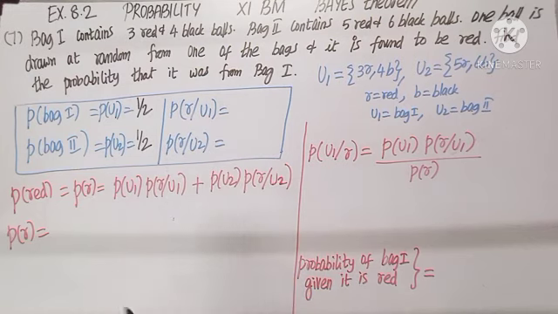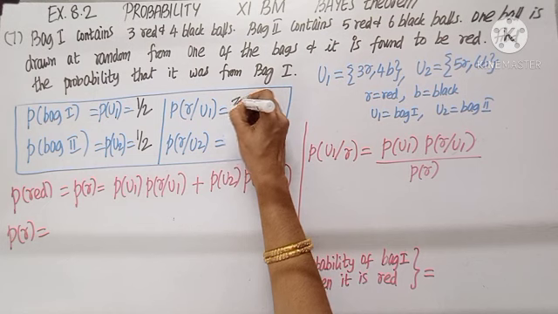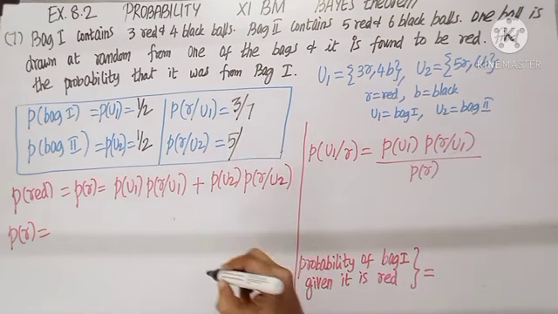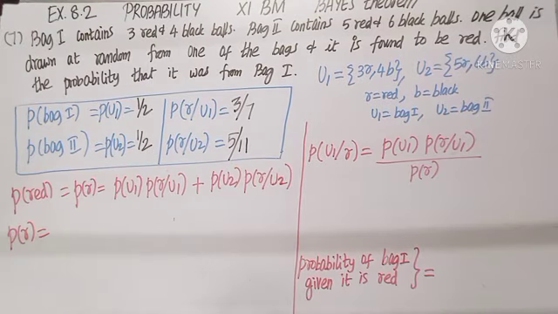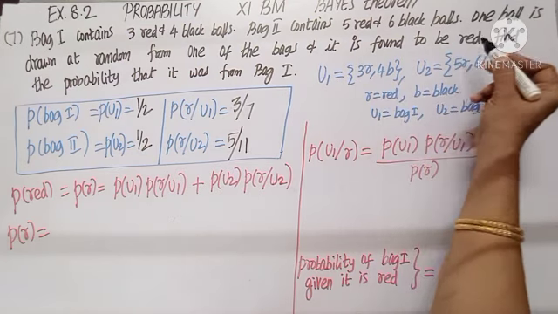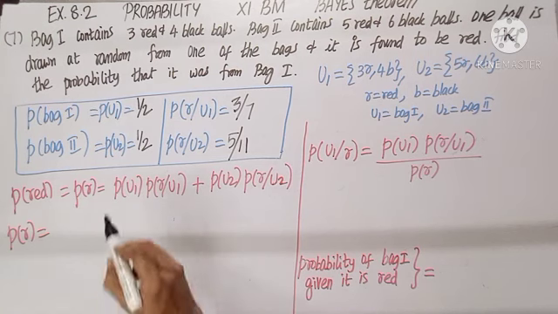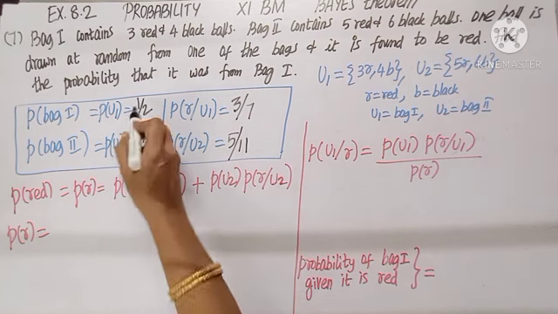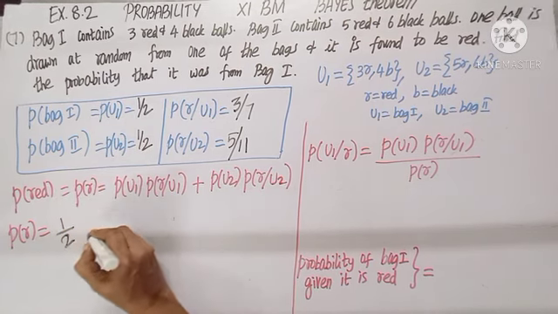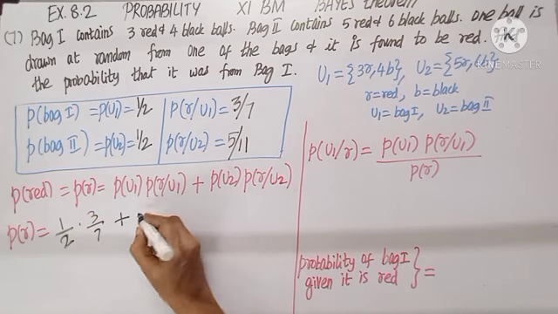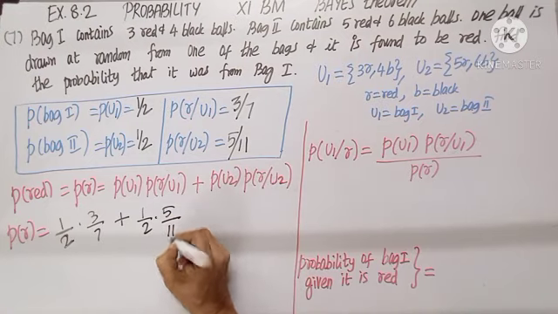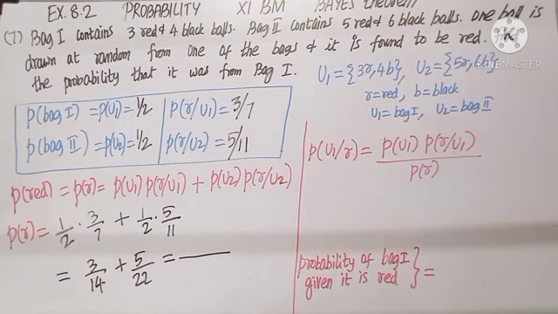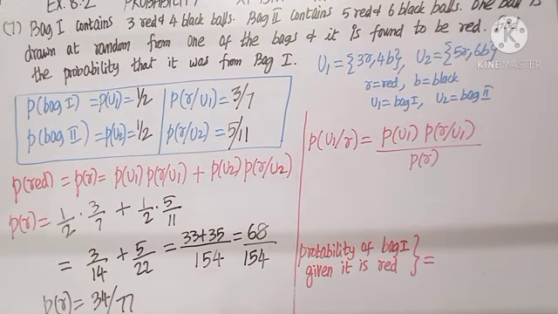Now, red from U1. There are 3 red in U1 out of total number of balls 7. Red from U2. There are 5 red in U2 out of 11 balls. My question is, it is found to be red. So what is the probability of red ball? I can choose first bag and red from it, or second bag and red from it. First bag, the probability 1 by 2, and red from it, 3 by 7, plus bag 2, 1 by 2, red from bag 2, 5 by 11. It is 3 by 14 plus 5 by 22. Take the LCM and simplify. As we simplify, we get 34 by 77.